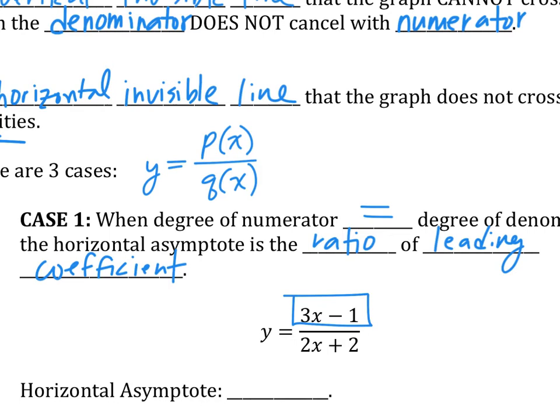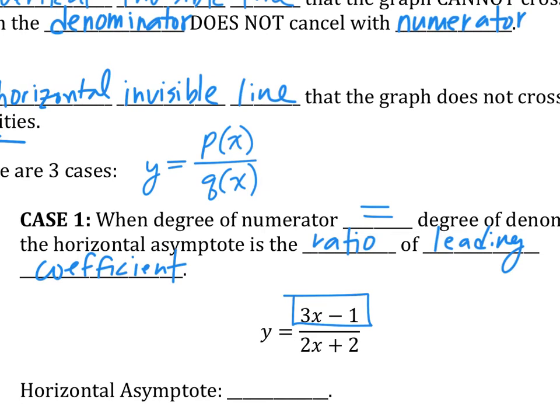Let's just talk about 3x minus 1 for now. Then you didn't simplify your function. Okay, what does ratio mean? Something, the fraction. Fraction. All right.